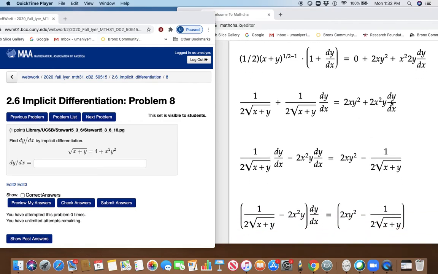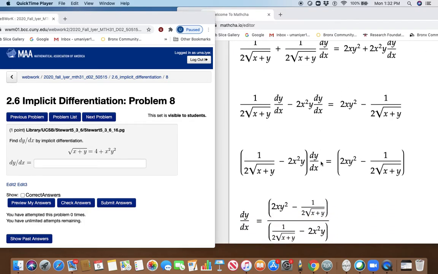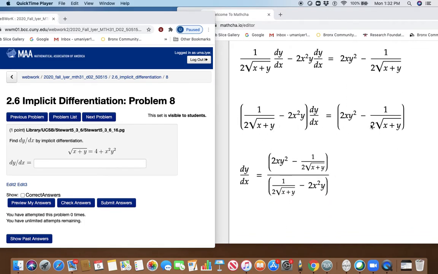Now move that to the left, move this to the right. So 2xy squared minus all of that, and here this term minus this term. Why did we do that? We got the dy/dx terms together so we can factor it out. You get all of this here equals all of this here. Eventually, you are going to divide this by this. Okay, that's the derivative. So let's write this down carefully.